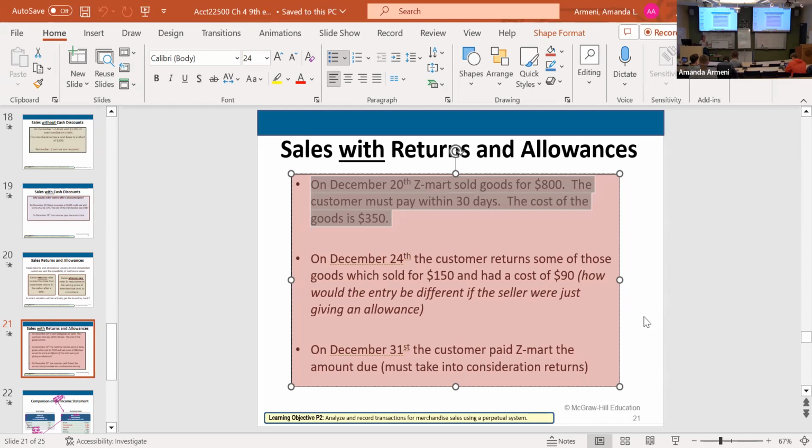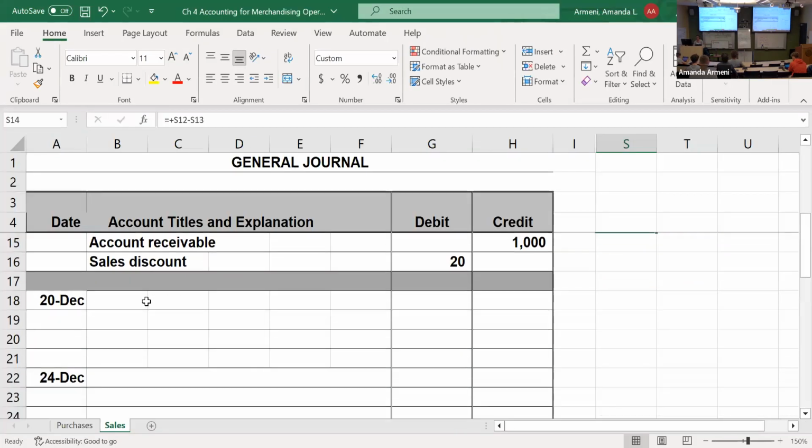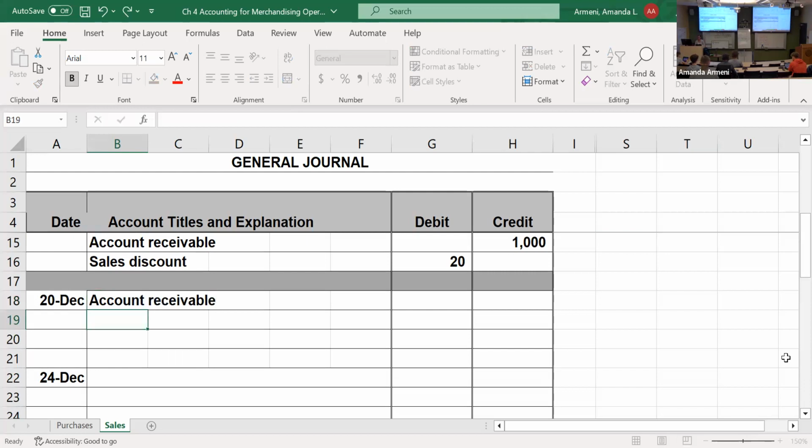Okay. Every time you sell products to a customer, how many journal entries are you going to make? 2. One for the sale, one for the cost. Let's do that first. We know how to do that. So someone raise their hand and tell me on December 20th, what's one journal entry that you want to make? Yeah, Josh. Yep. And it is. What's the credit for 800 going to be? That's right. There's the sale part.